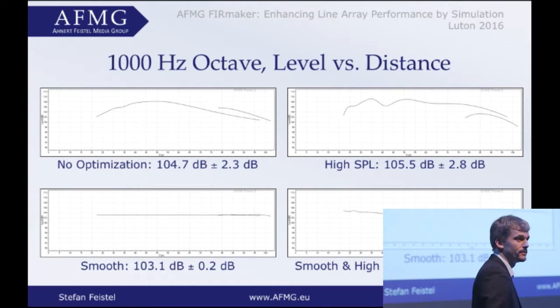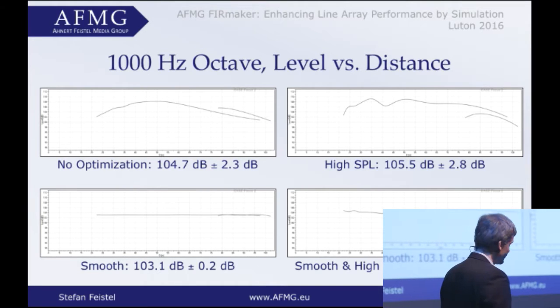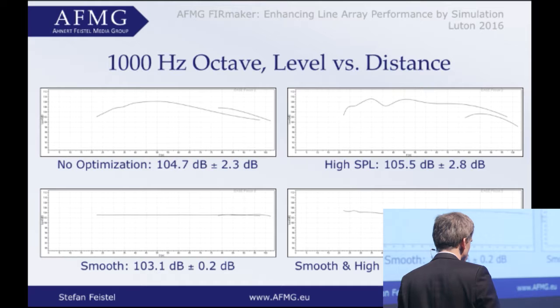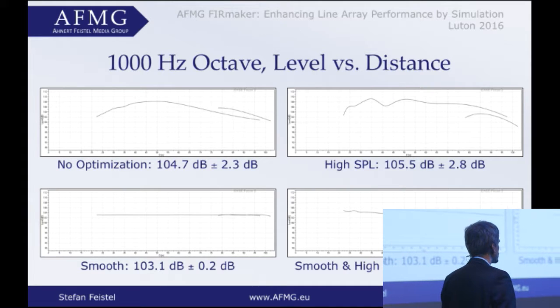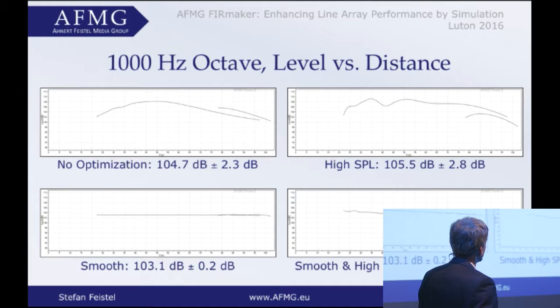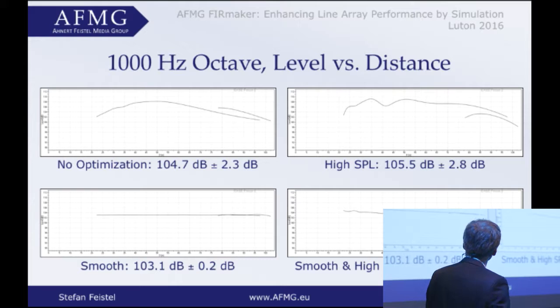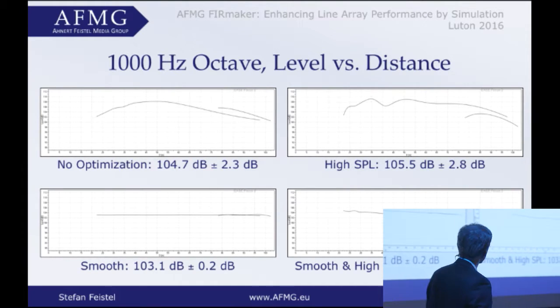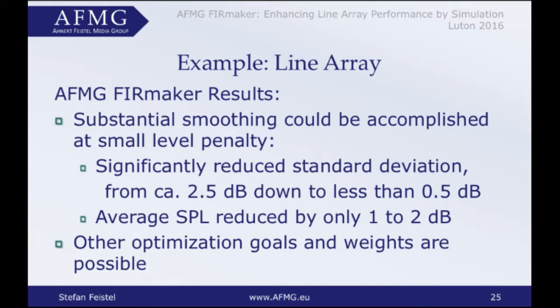You can't be a beauty and wealthy at the same time normally. And then there's maybe a good compromise somewhere with a uniformity that's reasonable in practice, maybe also plus minus 1 dB or so, which is absolutely acceptable, and then maybe a level that's almost the same as in the conventional case. So this gives you really some control. I mentioned all of that already.